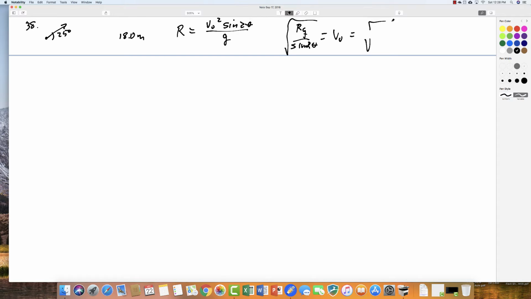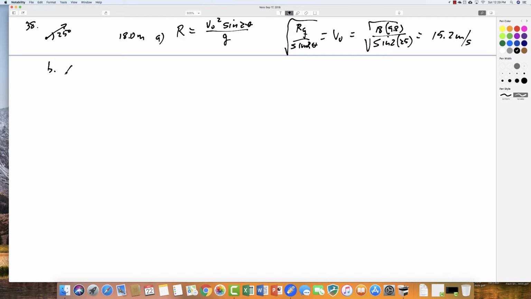So that's going to be the square root of 18 meters downfield times 9.8 divided by the sine of 2 times 25 degrees. And if we do the math here, we end up with 15.2 meters per second. So that's A. B asks what the flight time is.